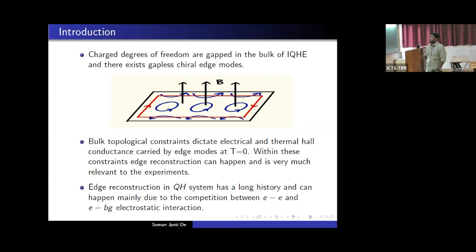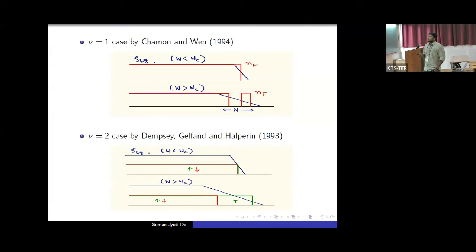This bulk topological constant dictates the electrical and thermal Hall conductance carried by the edge mode, but within this constant the edge reconstruction can happen, and it is very much relevant to experiment. This edge reconstruction in quantum Hall systems has a very long history. It starts from the late 90s, and it mainly happens due to the competition between the electron-electron interaction and the electron-background electrostatic interaction. So I will give two simple examples where people have found this edge reconstruction.